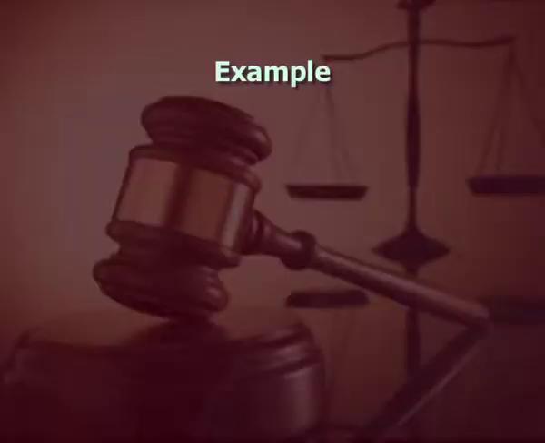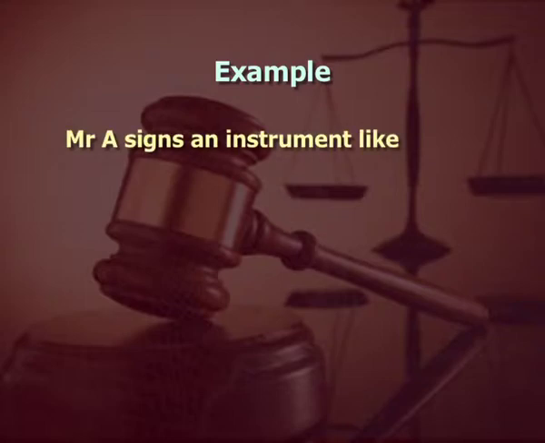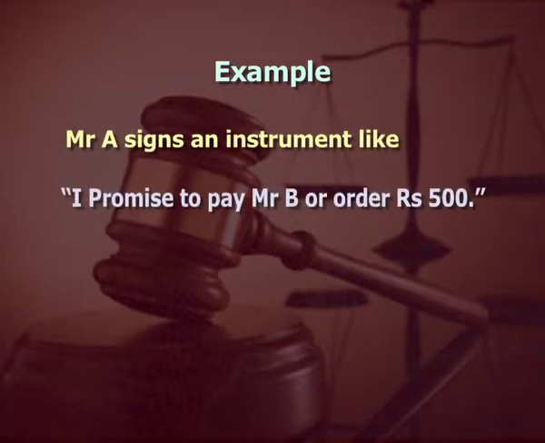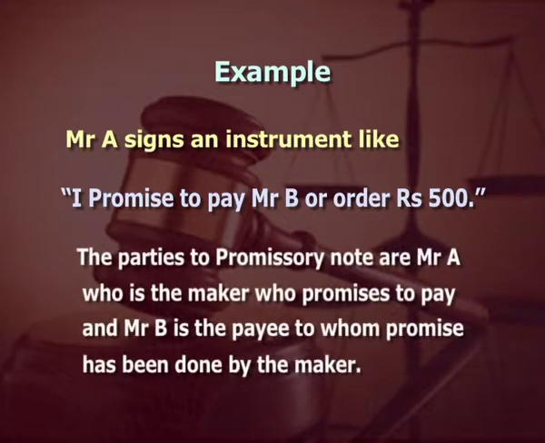The person who makes the promissory note and promises to pay is called the maker. The person to whom the payment is to be made is called the payee. For example, Mr. A signed an instrument like, I promise to pay Mr. B or order rupees 500. This means the parties to the promissory note are Mr. A, who is the maker, who promises to pay, and Mr. B, the payee, to whom the promise has been made by the maker.